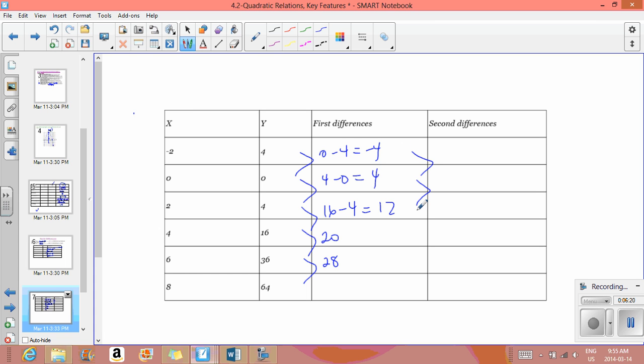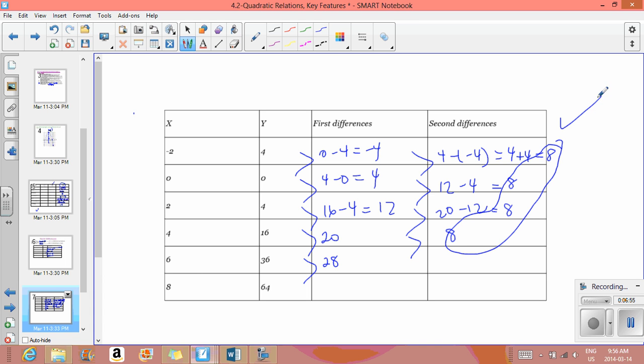And you'd go to the next step where you do your second differences. So you take the values that you got in your first differences and you do the same subtraction with your new values. So this would be the bottom one subtract the top one, 4 minus negative 4, and then 12 minus 4, 20 minus 12. If you look here, 4 minus negative 4 is actually 4 plus 4, which is 8. 12 minus 4 is 8. 20 minus 12 is 8. And 28 minus 20 is 8. And so you can see that we have these values of 8 that are constant. Because those second differences are constant, we can conclude that this is a quadratic relation.